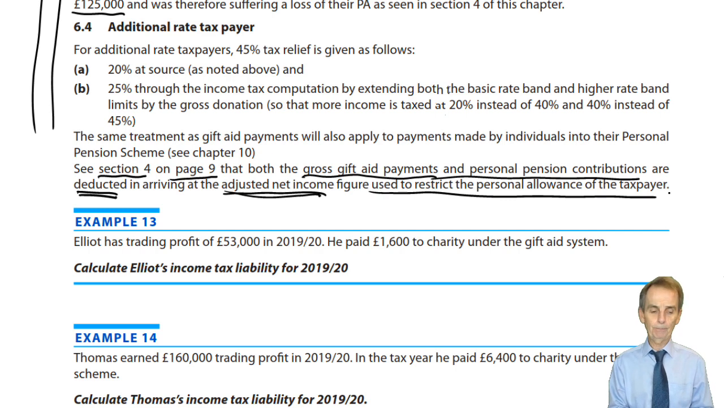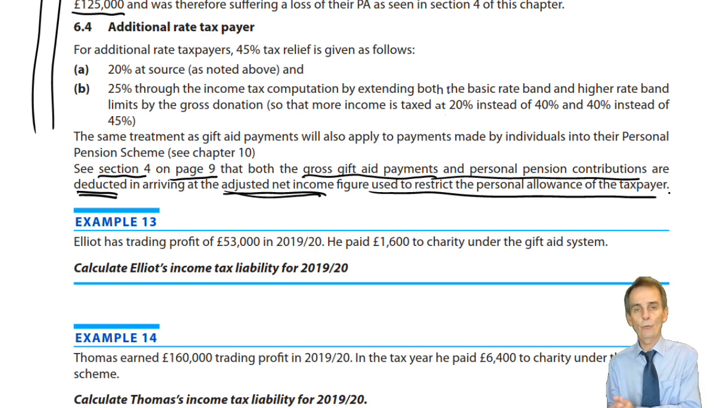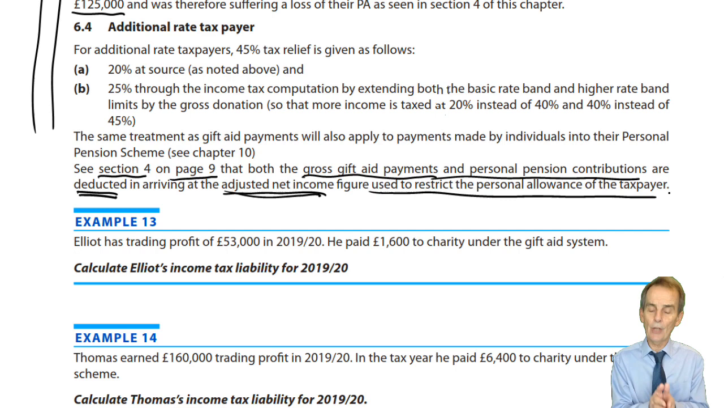What do I do with them? If I am a higher rate taxpayer, I extend the basic rate band limit of 37.5 by that gross payment. If I'm an additional rate taxpayer, I extend the higher rate band limit, 150, by that gross payment. With those revised limits, I then proceed to do my normal calculation of tax liability.